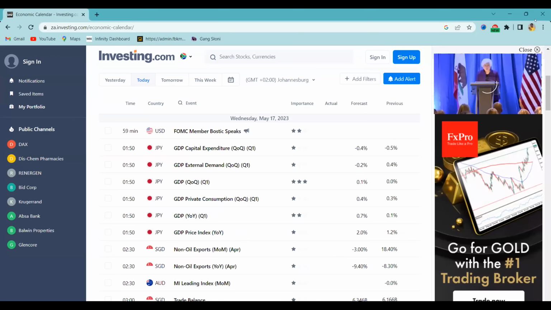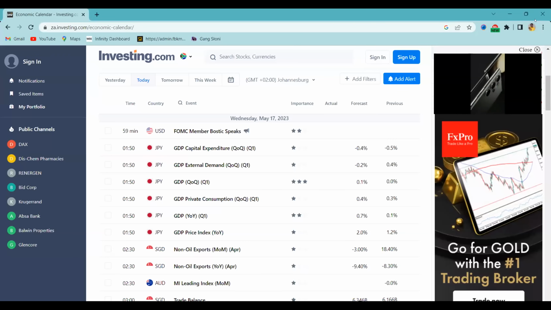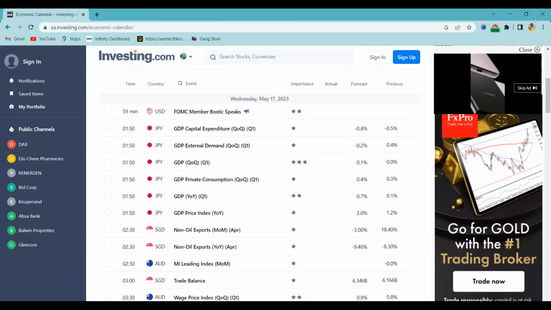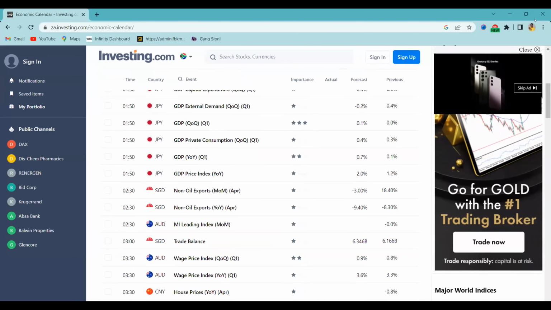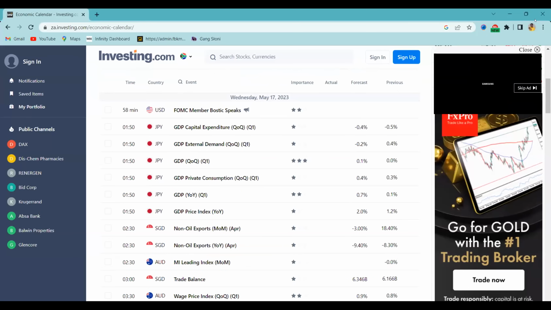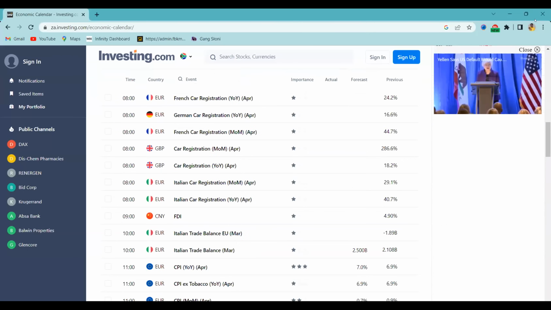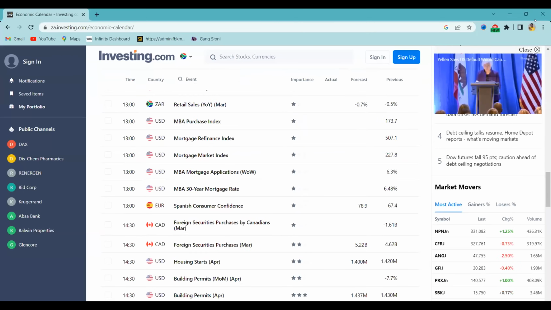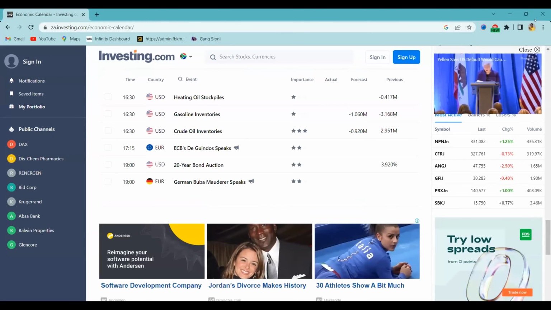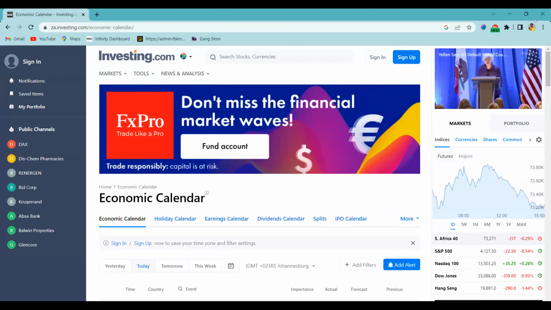So, yeah, this is what we call an economic calendar. You find this normally on investing.com. That's the one that we use. If you have a look at the economic calendar from Wednesday, the 17th of May, you can see there are things happening. You look at the times, JPY 150. There's always something that happens, right? So this is the economic calendar that we are referring to.